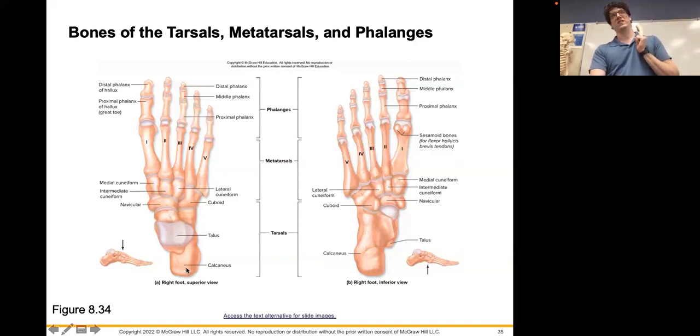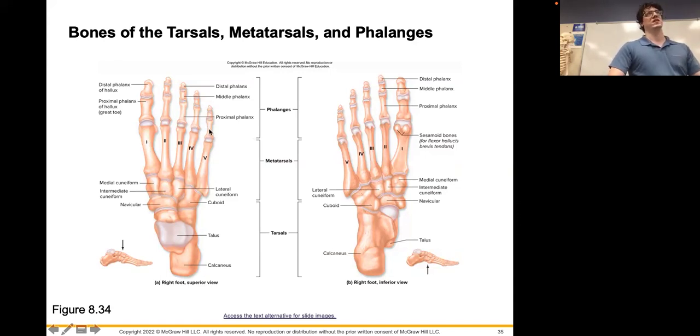Now, the calcaneus then is your heel bone. Okay, so the calcaneus is your heel bone. The talus is the bone that is on the top of your foot. Those are the only 2 tarsals that you need to know. Then, like I said, we have the bones of the metatarsals, and then finally the bones of the digits, which are the phalanges.